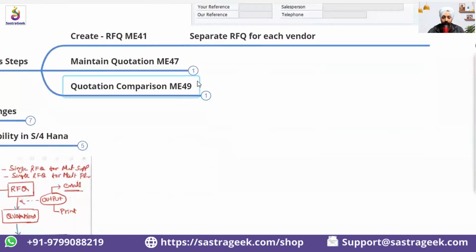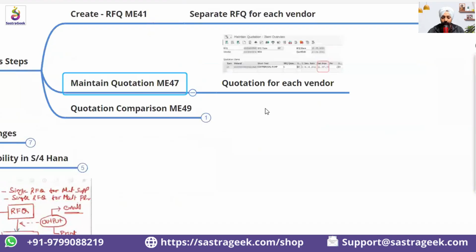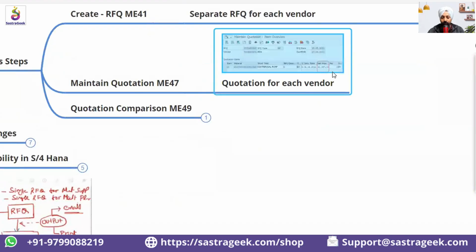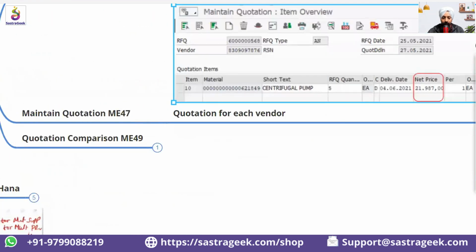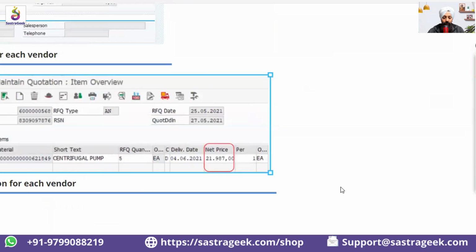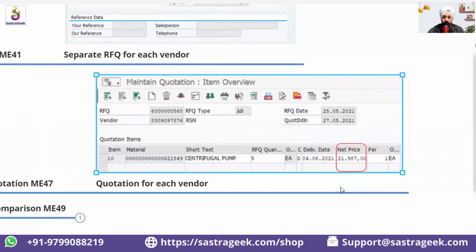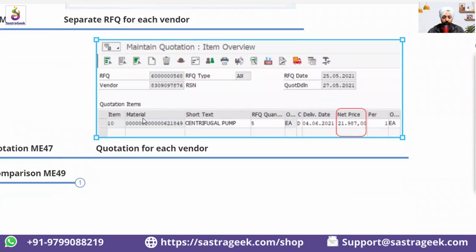Then we need to maintain the quotations in ME47, where we generate the quotations. So this is an example of a quotation. This process is not available now in S/4HANA; SAP has made this process obsolete. You would be entering your materials and a reference to the purchase requisition, and for each one you would create a quotation that this material is coming from this particular vendor, and this is the price quoted.